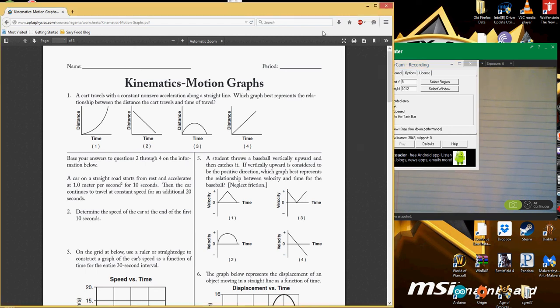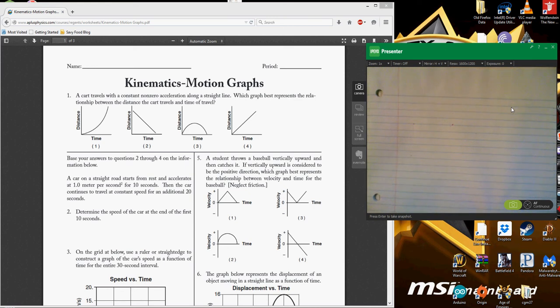Alright, the next tutorial is kinematics motion graphs. On your kinematics motion graphs, we're going to start with question 1. You have to be able to recognize the different graphs versus time, distance versus time. So we know that if this is distance versus time, this graph is showing us the velocity of whatever the object is.